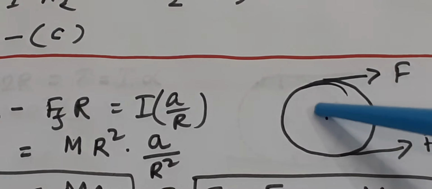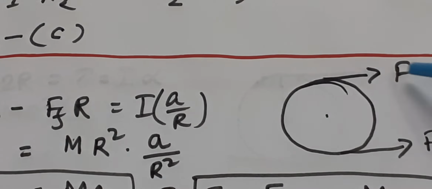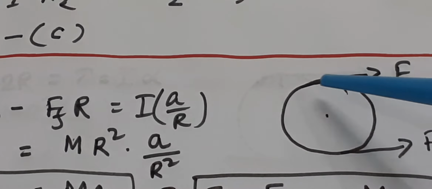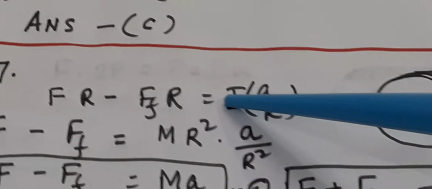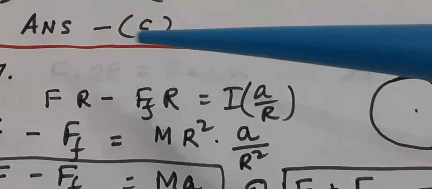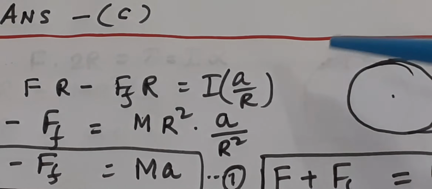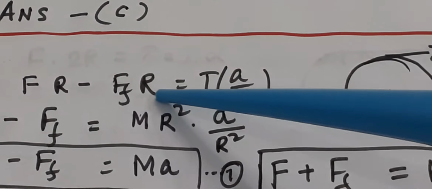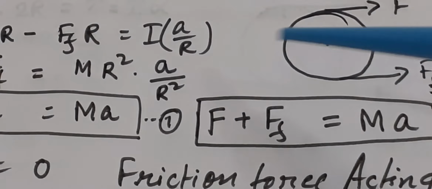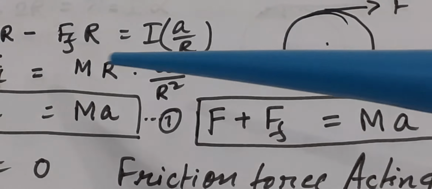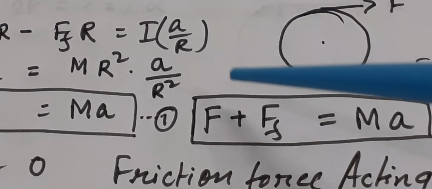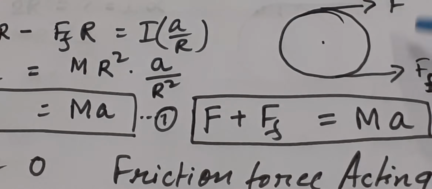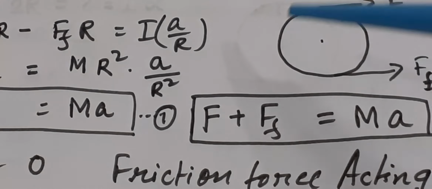R vector is from center to away and F is in this direction, right side. So R cross F will give RF sin 90 degree. So we can write FR only. Its direction is clockwise rotation, means into the paper. Now for the friction force which is assumed here, F suffix F into R will be anti-clockwise, and this will be less than the value of clockwise torque. Clockwise means into the paper, anti-clockwise means out of the paper.